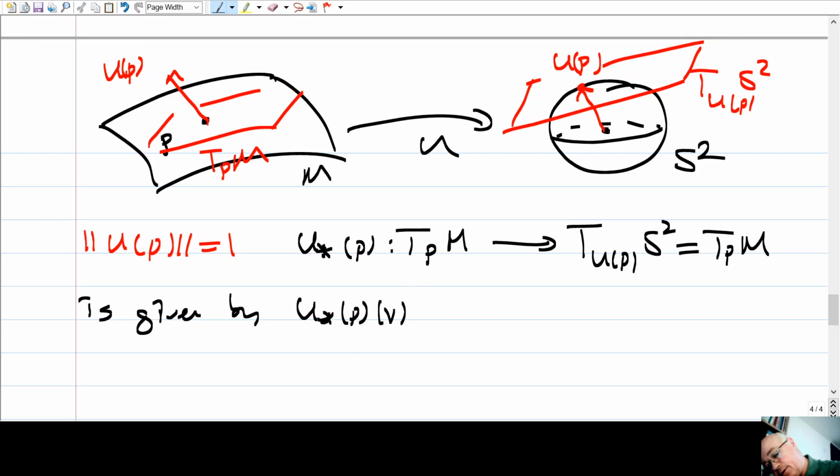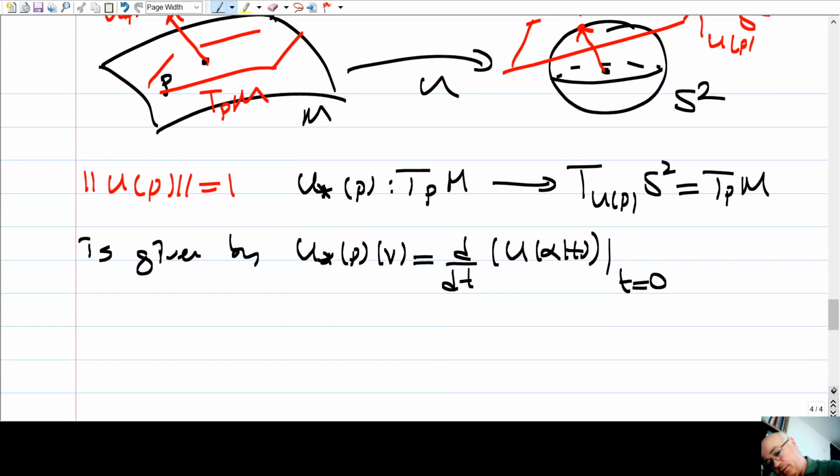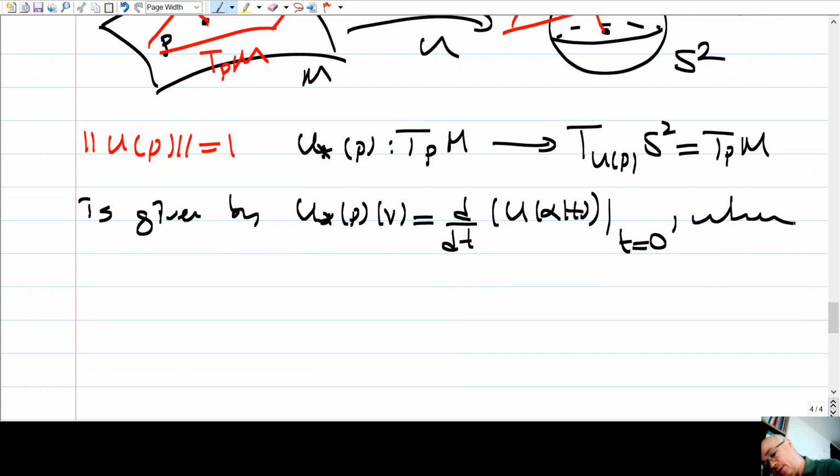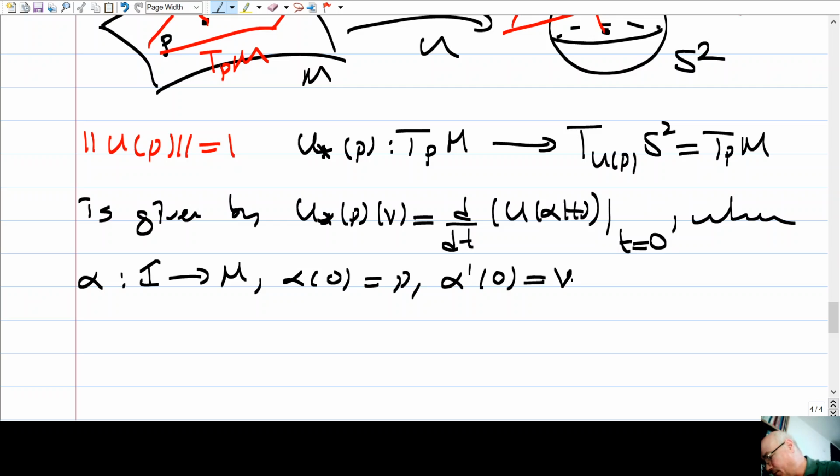Whenever you have a vector in this tangent space, it is given as d/dt of u(alpha(t)) at t equals 0, right? Where alpha is a curve in M with value p at the point 0 and velocity vector v. Okay.